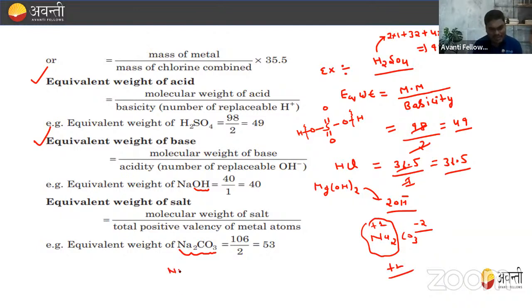Similarly, in case of NaCl, how will you calculate? We know the molecular mass of NaCl is 58.5. 58.5 divided by the total positive valency. The positive valency of sodium is only plus 1. That is 58.5 divided by 1. So it comes out to be 58.5. So this is how we can actually calculate the equivalent weight of an acid, equivalent weight of a base, and the equivalent weight of a salt.